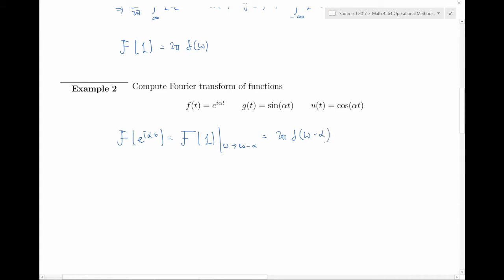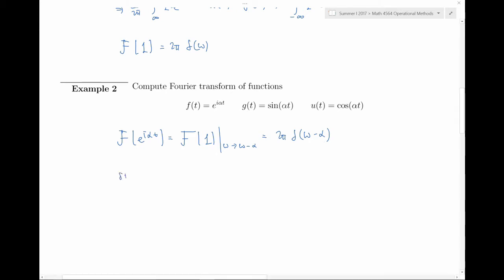And this is quite expected. I have an infinite time signal e to the i alpha t that oscillates, has magnitude 1, has amplitude 1. I mean, it oscillates as a complex valued function, so it has only one frequency present in it. It's the frequency alpha, and it has infinite energy at this frequency because it goes on forever. Now I can use the e to the i alpha t to generate the Fourier transform of sine and cosine.